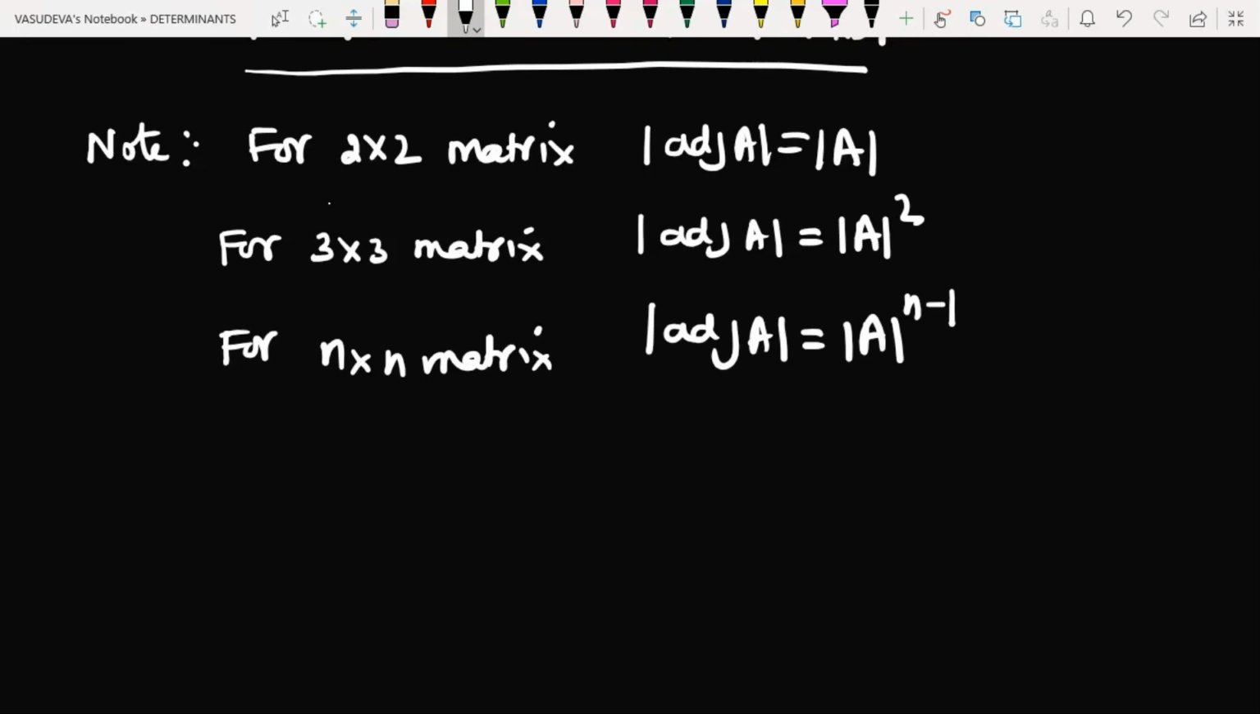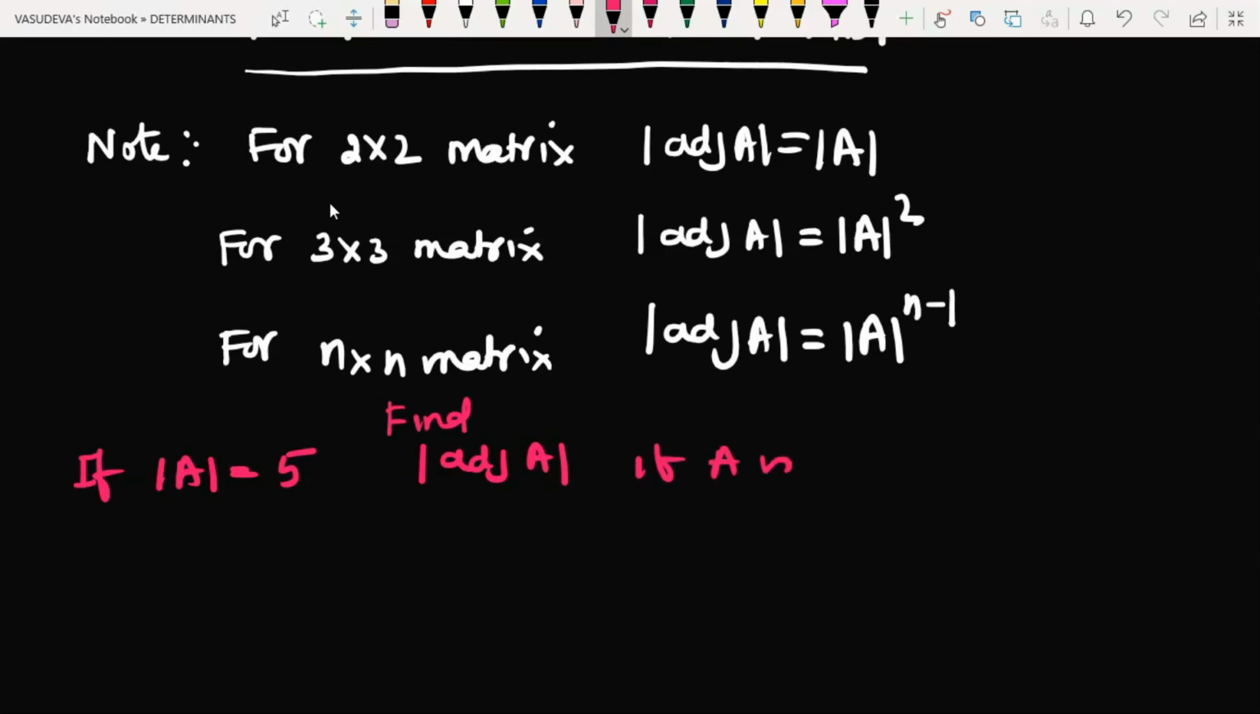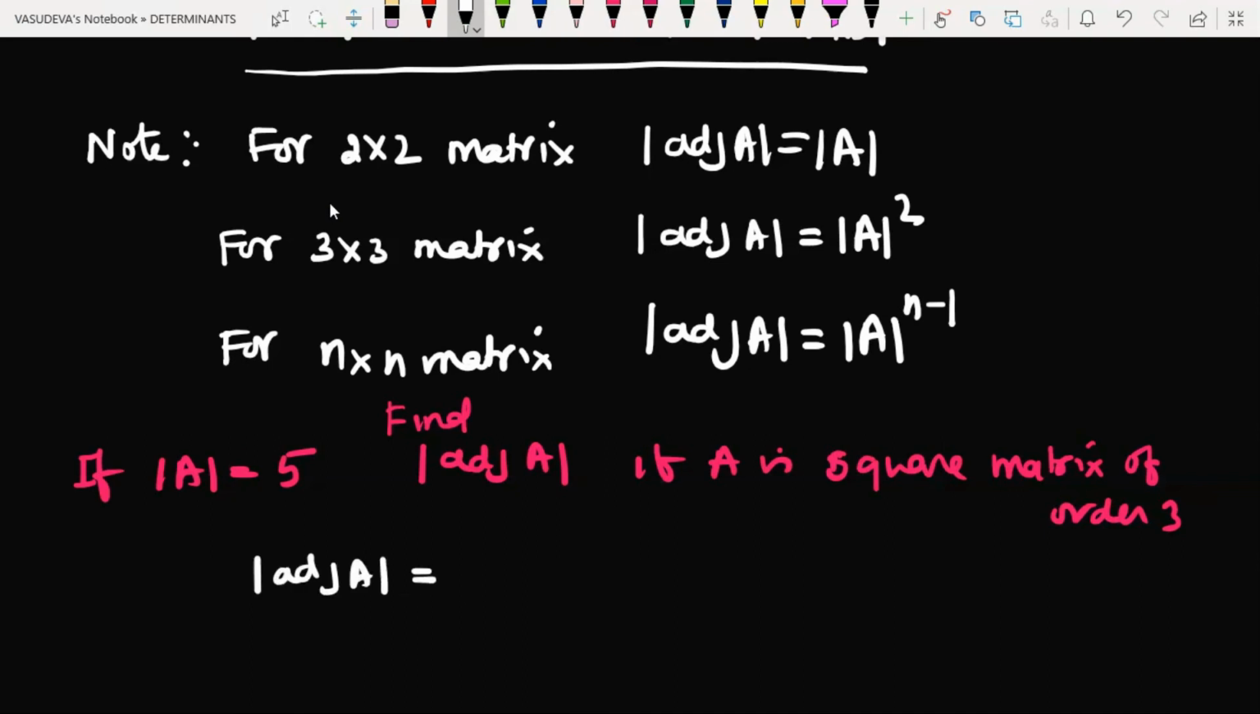Suppose the question is asked like this: if determinant of A is equal to 5, find the determinant of adjoint of A, if A is a square matrix of order 3. From this we conclude that determinant of adjoint of A is determinant of A square. So determinant of A is 5, 5 square is 25. Suppose they are asking for a square matrix of order 2, then it is determinant of A, just 5.